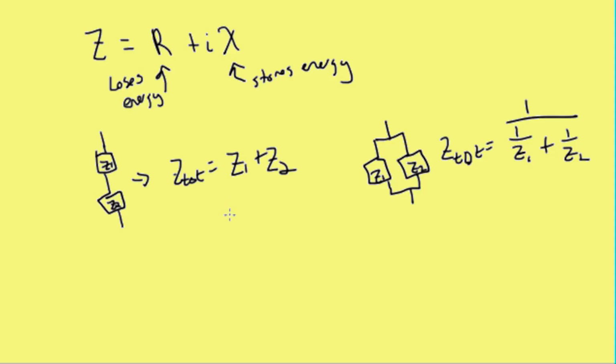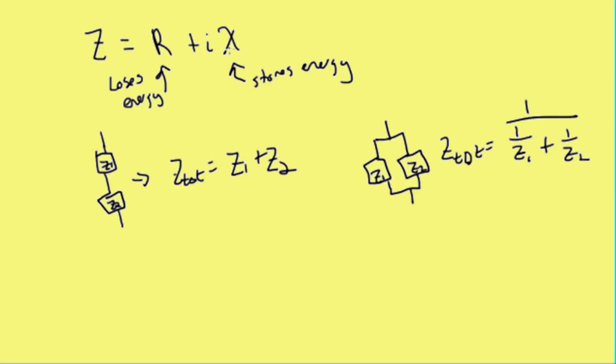So hopefully now you have an idea that impedance is a complex quantity. There's a real part which loses energy and an imaginary part which stores energy. The reason we go into complex quantities is because it makes math and analysis in AC circuits much easier.